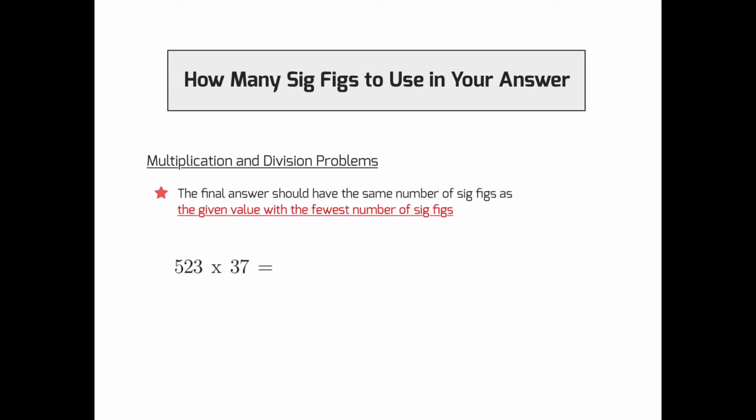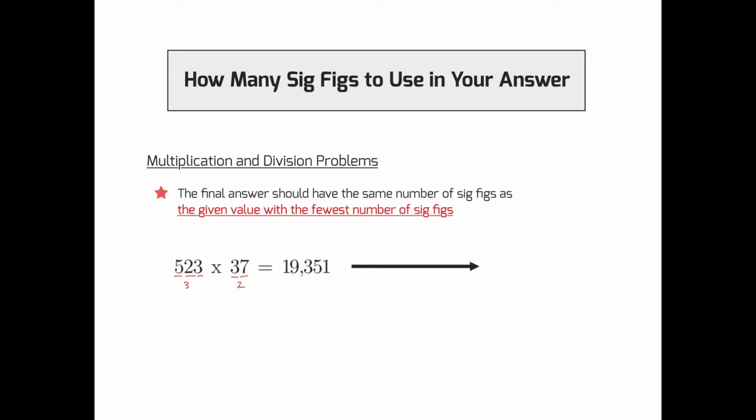For example, let's say that our problem asks us to multiply 523 times 37. If we punch this into our calculator, what we get is 19,351. If we want to round this to the right number of sig figs, we have to look at our given values here. So 523 has 1, 2, 3 significant figures, and 37 has 1, 2 significant figures. And our rule tells us that we need to round our answer to the given value with the fewest number of sig figs. So that means we're going to round this to 2 significant figures.